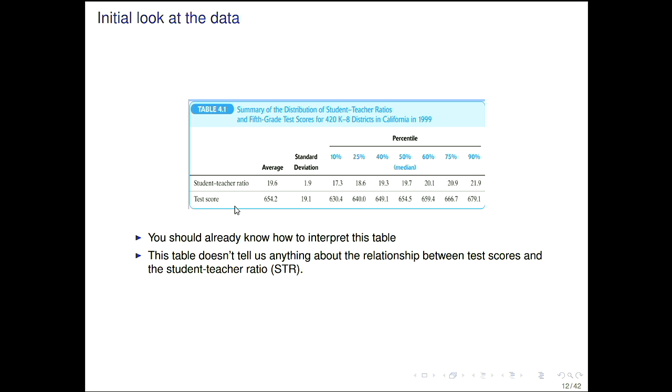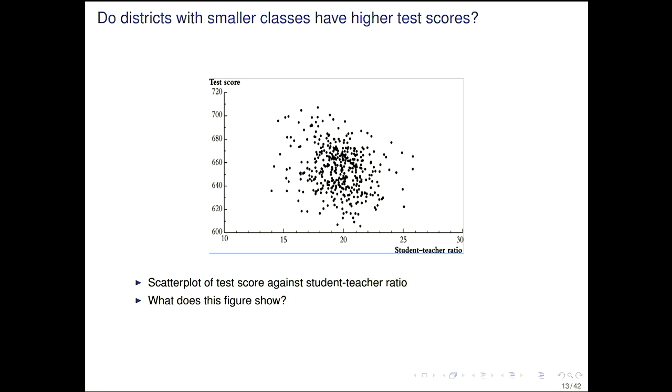But this is just the beginning of the analysis. We just summarize the distribution, but this table itself doesn't say anything about the relationship between test score and student-teacher ratio. It doesn't say what would be the expected outcome on test score when we reduce the class size. So we need to go further. We need to look into the data further.